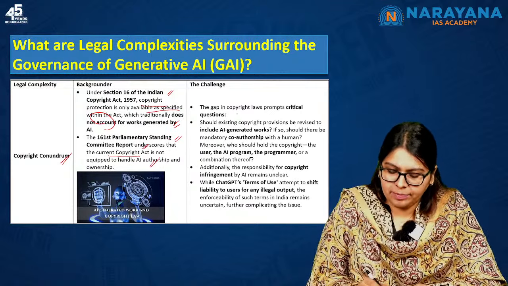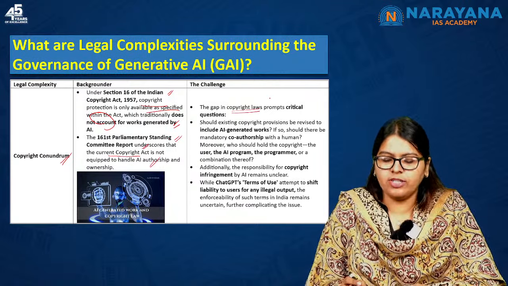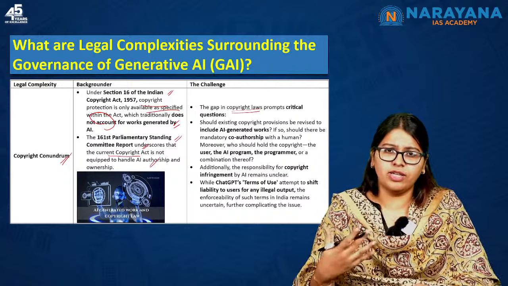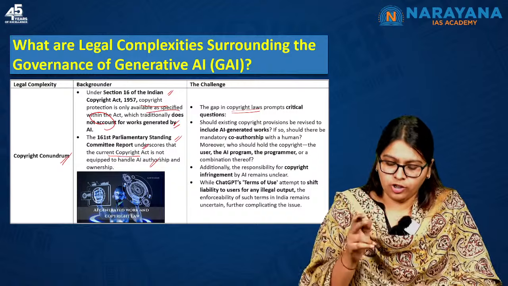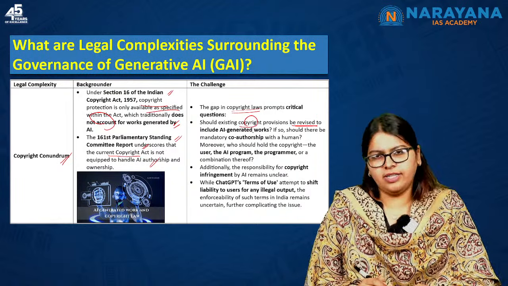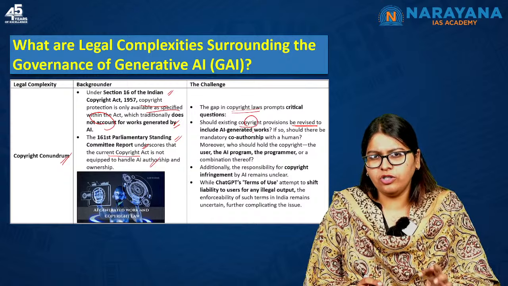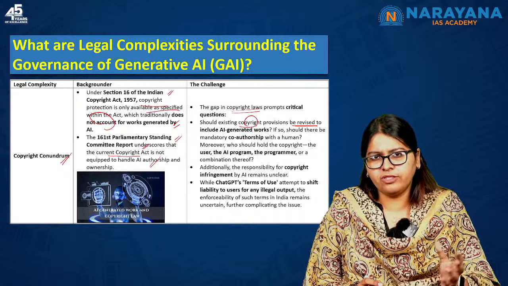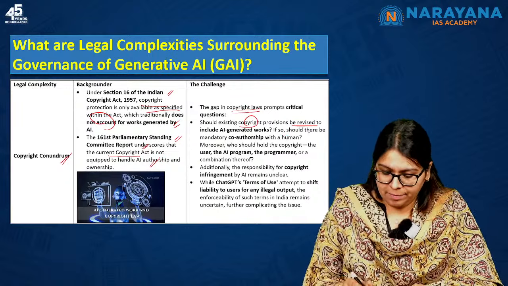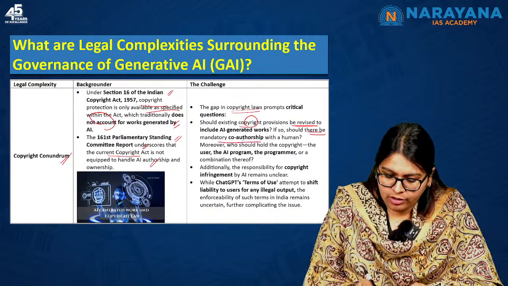Here the gap in the copyright laws prompts critical questions. What are these questions that actually come to us as challenges? First one, should existing copyright provisions be revised to include AI generated work? That is, this existing law, should it actually be amended or revised in order to include AI authorship also? In case that is there, should there be mandatory co-authorship?